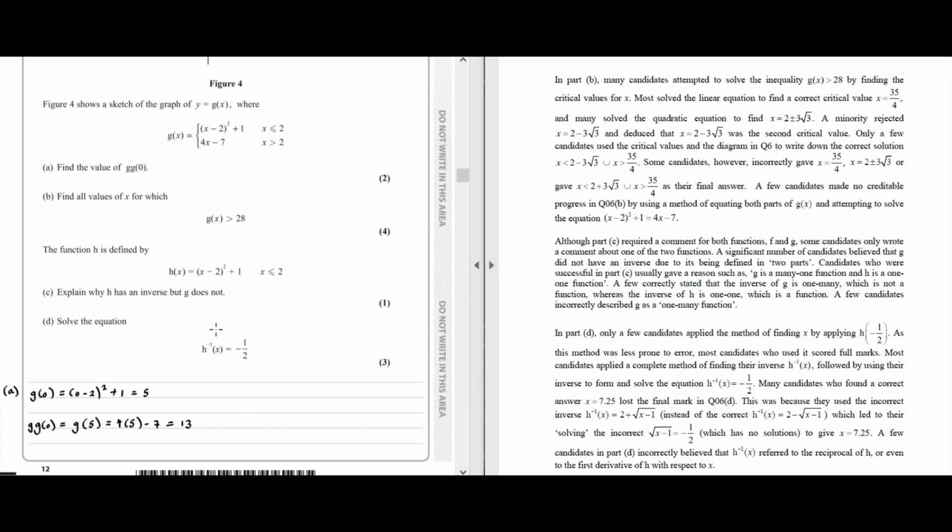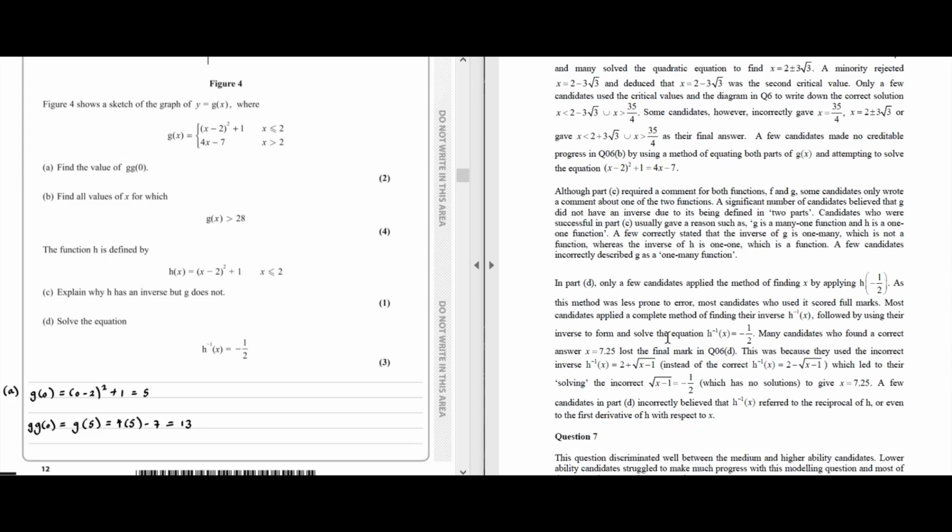Part D, where we had to solve the inverse of h equaling minus a half. Only a few candidates applied the method of finding x by applying h of minus a half. As this method was less prone to error, most candidates who used it scored full marks. Most candidates applied a complete method of finding their inverse of h, followed by using their inverse to form and solve this equation.